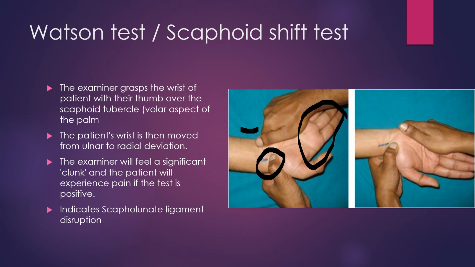So as the examiner turns the hand towards radial deviation, the examiner will feel a significant clunk and the patient will experience pain if the test is positive. So the examiner will feel a clunk over here, and the patient will also feel pain. If this is present, then this indicates a ligament injury, that is, a scapholunate ligament disruption, along with the scaphoid fracture. So it's a very important test.